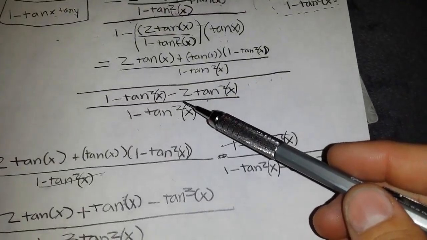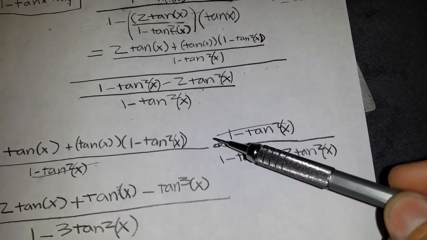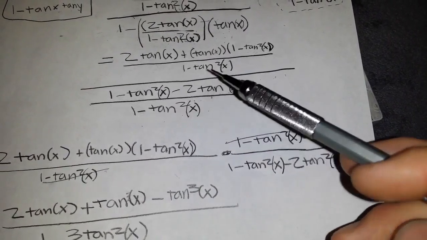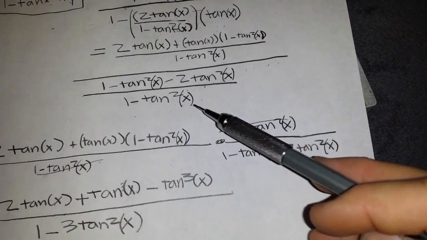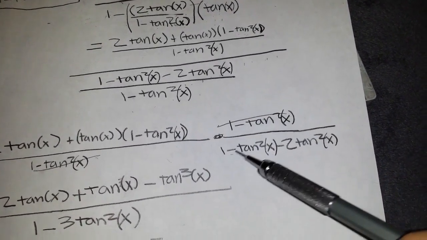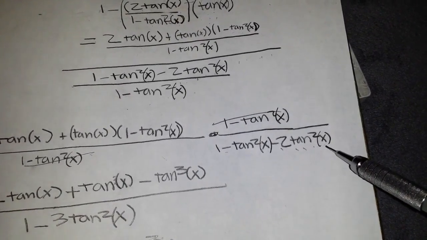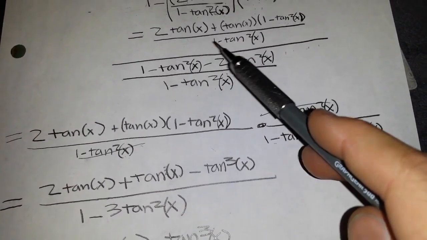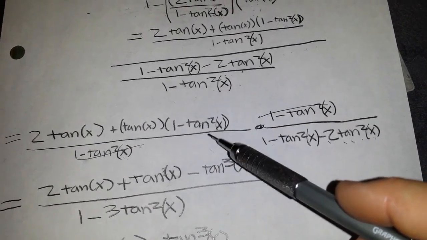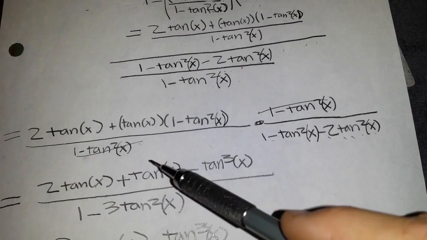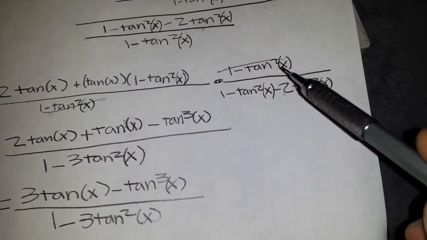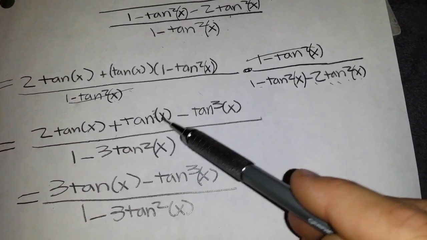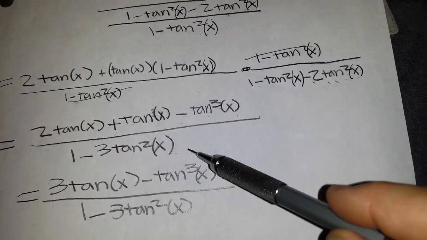So what I did was I pulled this over here and I already flipped it. You're going to divide by this, so when you multiply to be able to cancel things out, you flip it, and so it flips to 1 minus tangent squared x, all over 1 minus tangent squared x minus 2 tangent squared x. And then the top in this case is 2 tangent of x plus tangent of x times 1 minus tangent squared x, all over 1 minus tangent squared x. So it's going to allow us to cancel the 1 minus tangent squared x's out, and it's going to leave us with 2 tangent x plus tangent of x minus tangent cubed of x, all over 1 minus 3 tangent squared of x.